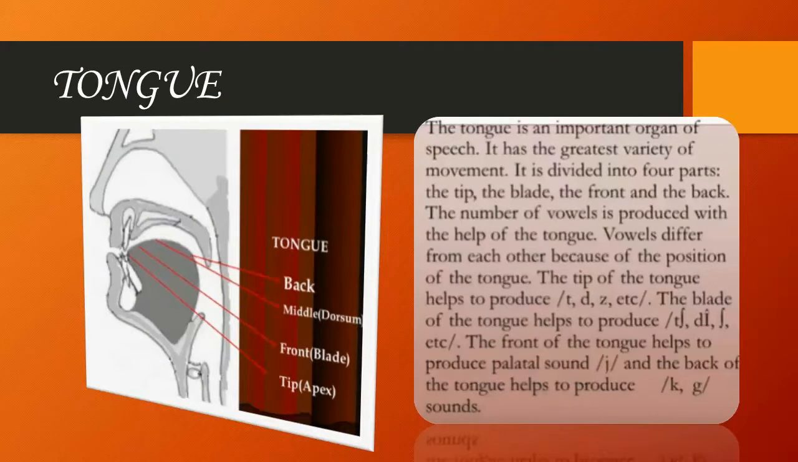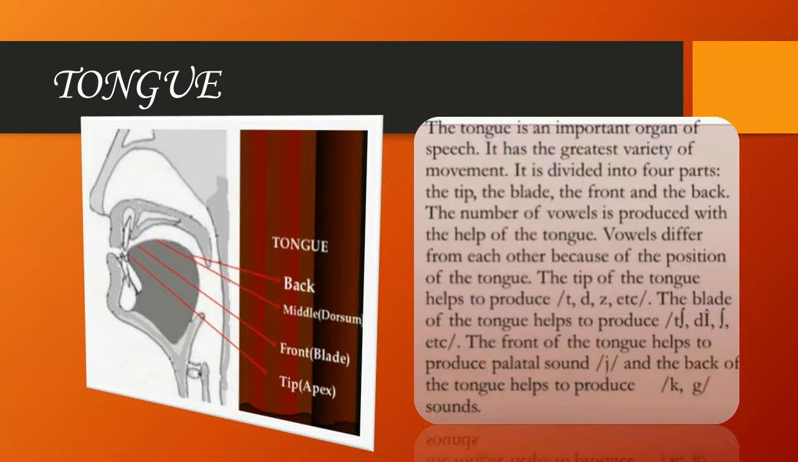Tongue. The tongue is an important organ of speech. It has the greatest variety of movement. It is divided into four parts: the tip, the blade, the front, and the back. A number of vowels are produced with the help of the tongue. Vowels differ from each other because of the position of the tongue.